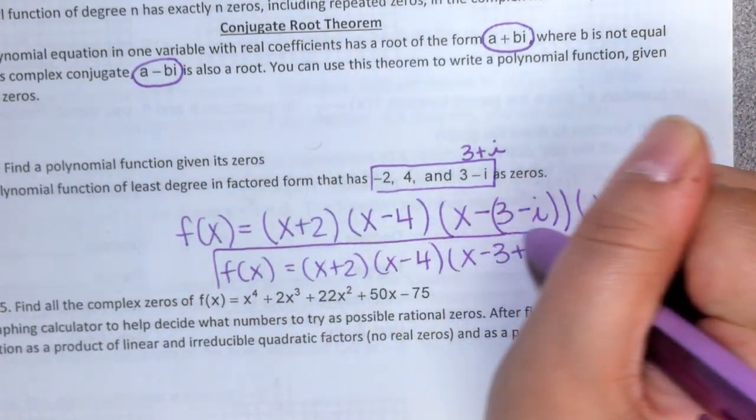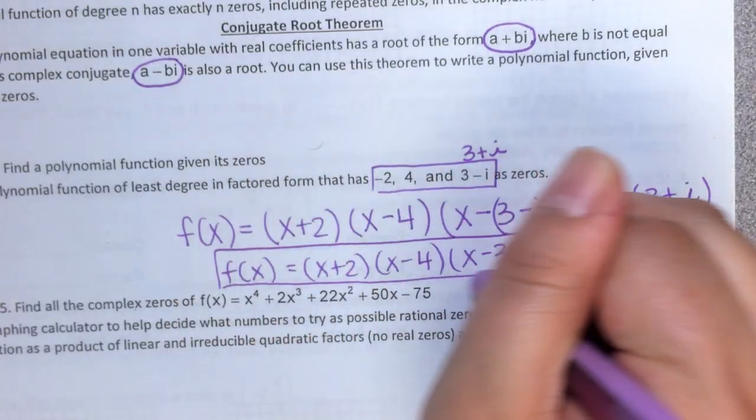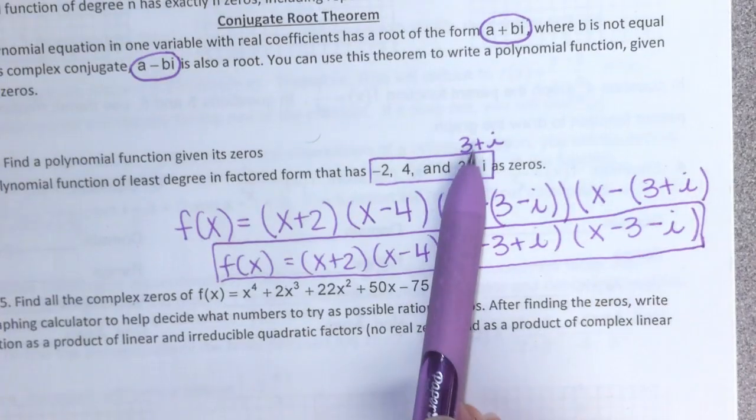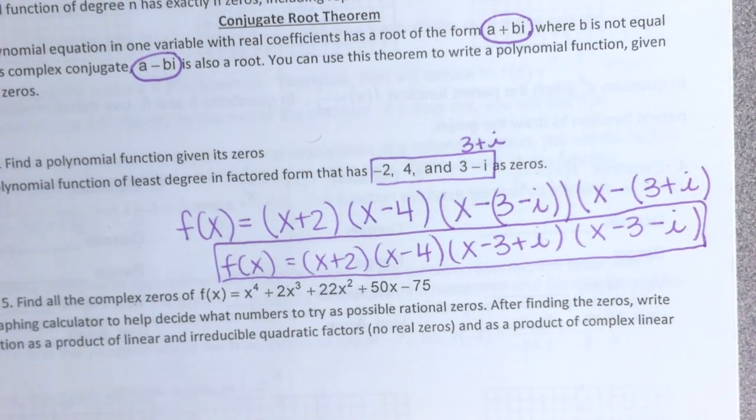Take your factors, and if I give you an imaginary factor, you always have to add its conjugate as the other factor. It's always going to have one more.